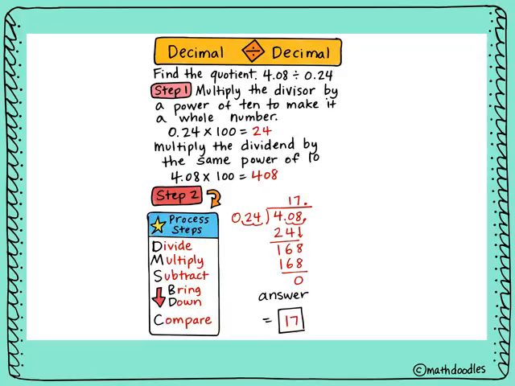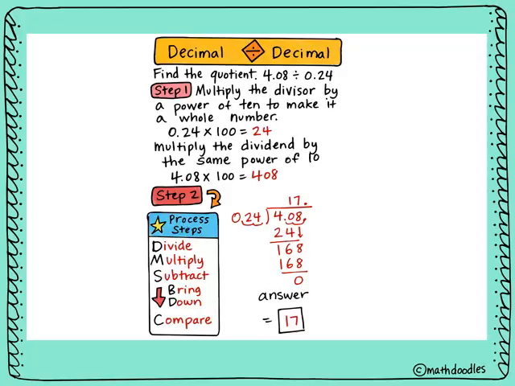Or the way I do it is I know if we have 0.24, we didn't make that a whole number, so I'm going to move my decimal 2 spots to the right and make that a 24. And then I need to do the same thing to the 4.08. So I'm going to move my decimal spot 2 spots to the right on the inside number also. And so now that's going to turn into 408.